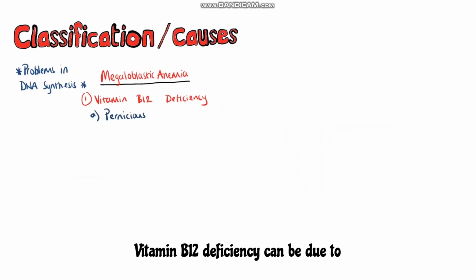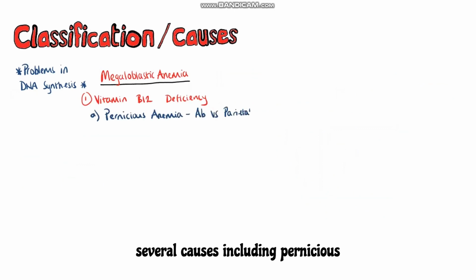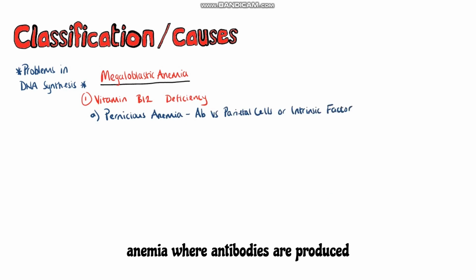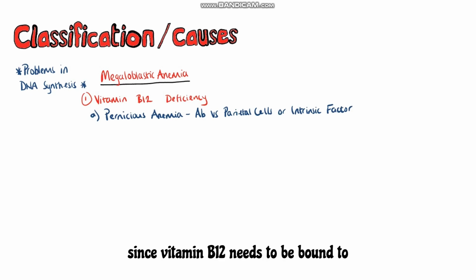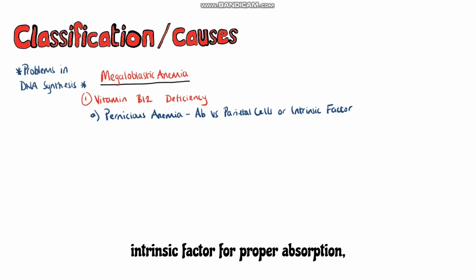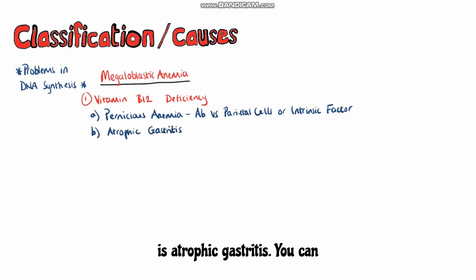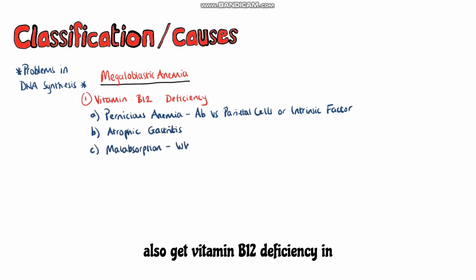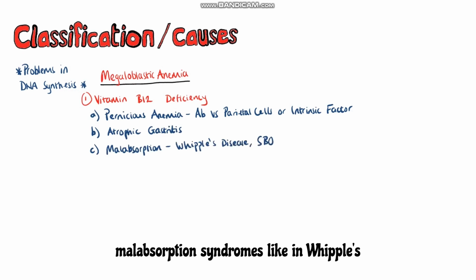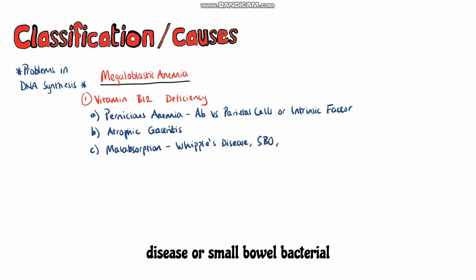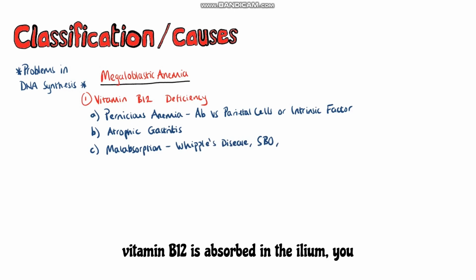Vitamin B12 deficiency can be due to several causes, including pernicious anemia, where antibodies are produced against the parietal cells in the stomach or even against intrinsic factor, and since vitamin B12 needs to be bound to intrinsic factor for proper absorption, you can end up with a vitamin B12 deficiency. Another cause is atrophic gastritis. You can also get vitamin B12 deficiency in malabsorption syndromes like in Whipple's disease or small bowel bacterial overgrowth. And also, since vitamin B12 is absorbed in the ileum, you can also have vitamin B12 deficiency due to Crohn's disease.